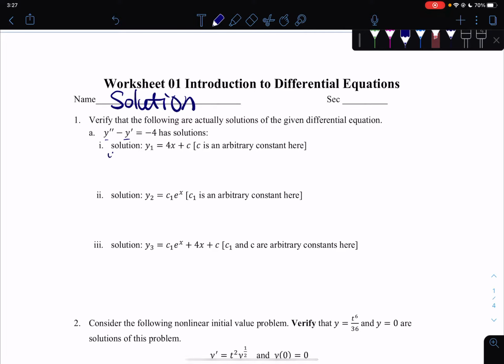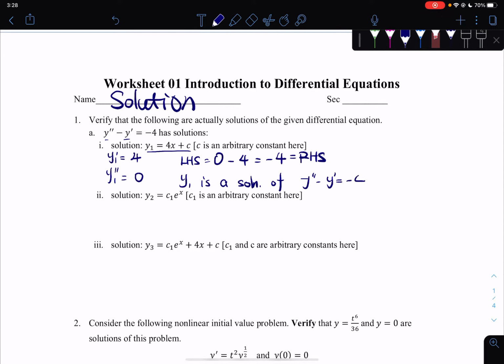So y1 prime is supposed to be 4, and y1 double prime is supposed to be 0. The left-hand side of the differential equation, which is y double prime minus y prime, ends up being -4, which is exactly the same as the right side of the differential equation. So you can draw the conclusion the left and right side match with each other, so y1 is a solution of the differential equation y double prime minus y prime equals -4.